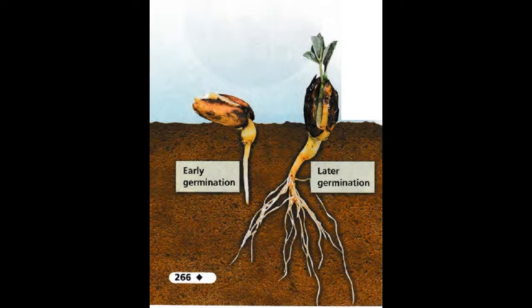A seed that is dispersed far from its parent plant has a better chance of survival. When a seed doesn't have to compete with its parent for light, water, and nutrients, it has a better chance of becoming a seedling.